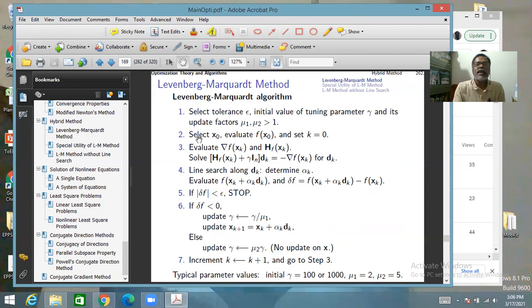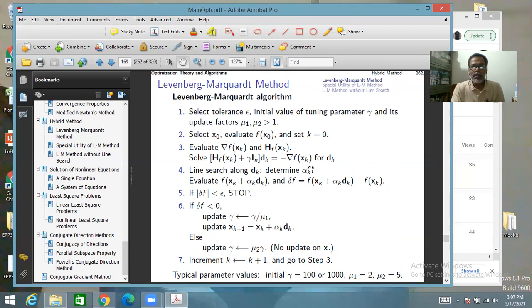Okay. Select the initial point, evaluate the function value, and start the iterations. Okay. In the iteration, what will be there? You evaluate the gradient, the Hessian, and then with that gamma value, construct this, put the negative gradient on this side, solve for the direction. After getting the direction, conduct a line search, determine alpha k.